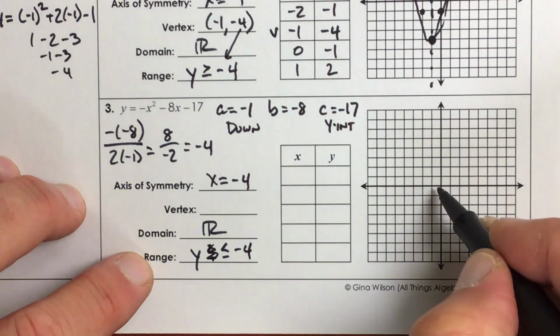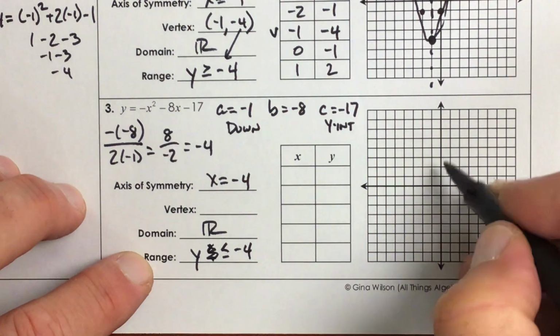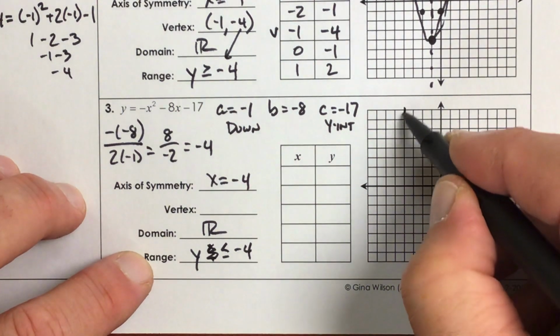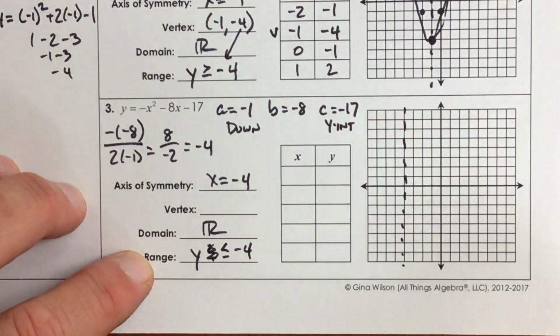All right, so x is negative 4. So 1, 2, 3, 4. 1, 2, 3, 4. So here is my axis of symmetry.